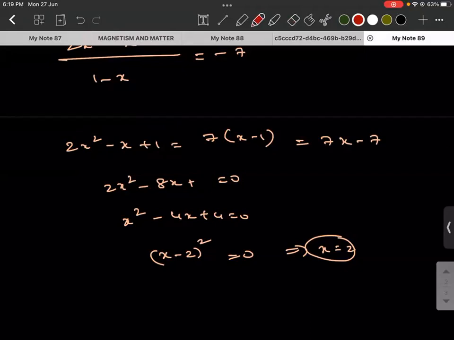I hope everyone knows this formula, right? Tan inverse x plus tan inverse y is tan inverse of (x plus y) by (1 minus xy). Clear?